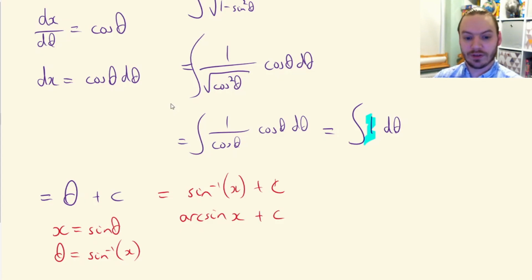Remember that the reason we see arcsine x is because we don't have this -1 notation, which is in some situations quite confusing because it does not mean the same thing as to the power of -1. So there we have it.